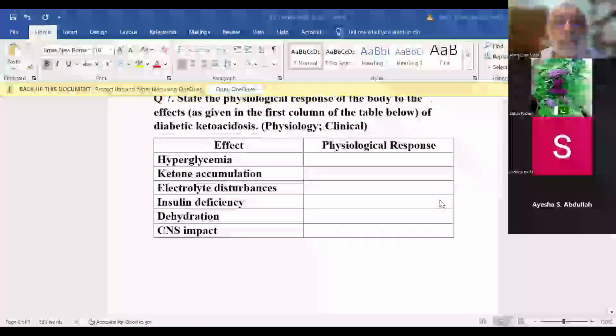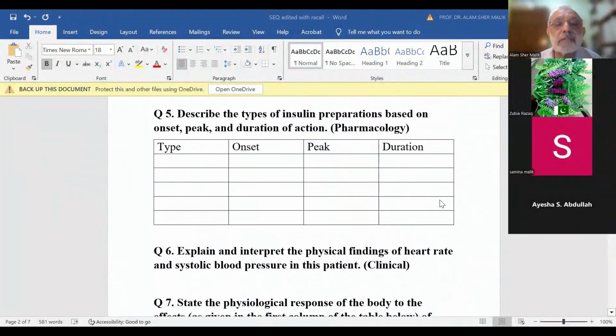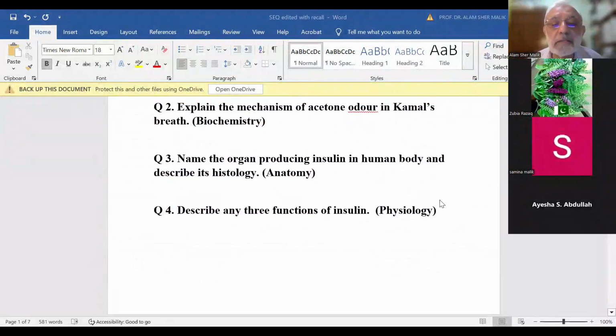So here you see that we have some questions based on recall, for example, types of insulin preparation based on the onset, etc. Right? So this can be, or describe three functions of insulin, again based on recall.